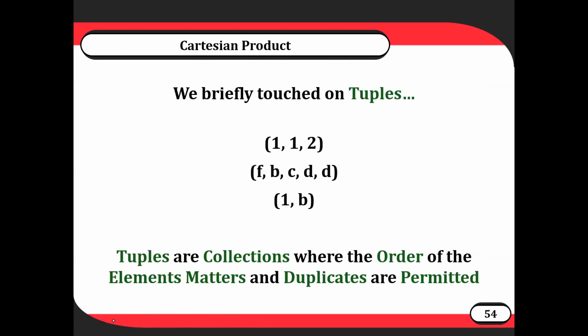So we briefly touched on tuples earlier. Tuples are collections where the order of the elements matters and duplicates are permitted. So here are some examples of tuples: 1, 1, 2, F, B, C, D, D. You get the idea. We can have duplicates and we have to consider the order. And we draw tuples using the regular brackets.